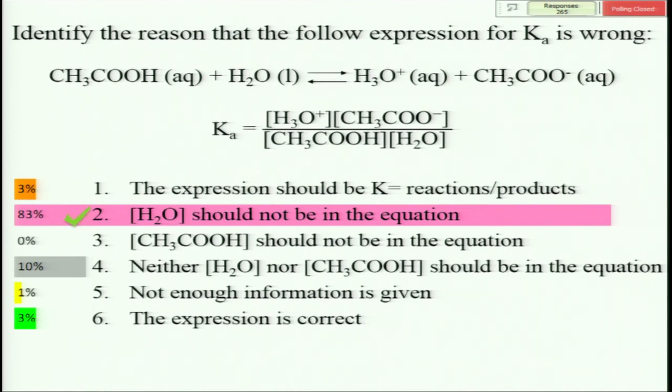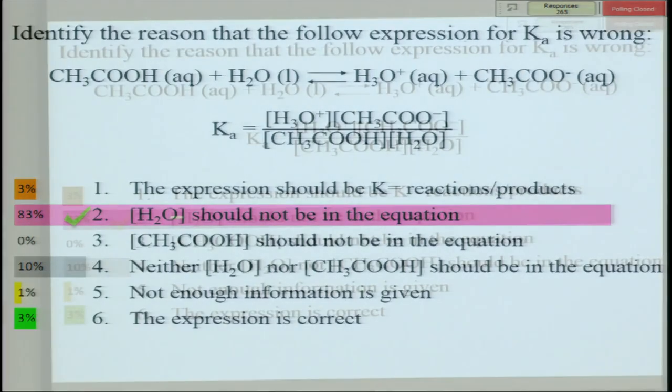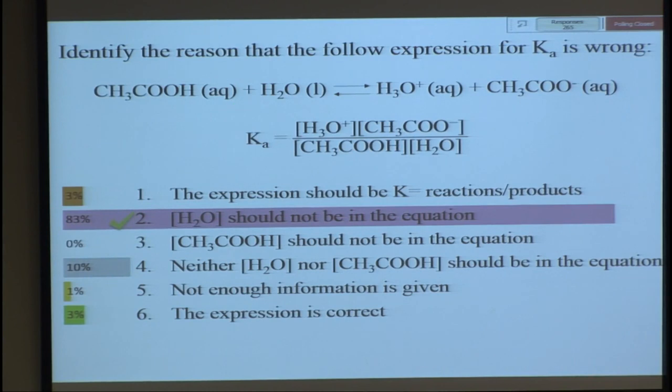All right. So this one is wrong. It's always products over reactants for an equilibrium expression. Water is a solvent and is nearly pure, so it should not be there. This should be in the expression because it's aqueous. If it were solid, it wouldn't be included, but it's aqueous, so its concentration is going to change. So it is in our expression. See the answer to 3 for that one. Not enough information, and it's not correct.